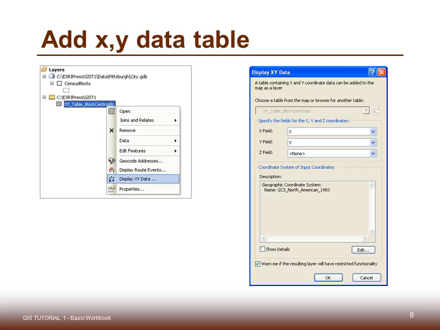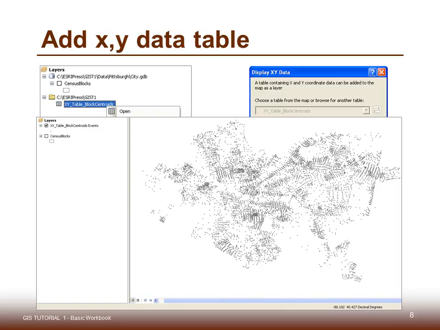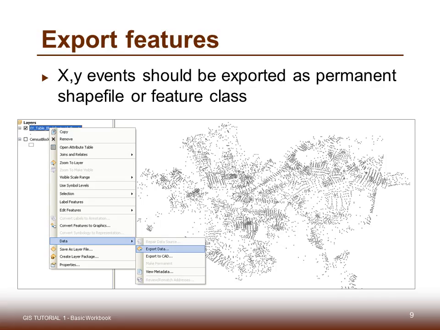Once you are doing that, you'll be given several choices. It's possible to display X values, Y values, and Z values. And here would be the resulting point data that would show up on the map. XY events should be exported as permanent shapefiles or feature classes. To do that, right-click on the layer name, the XY table, choose Data, and Export Data.